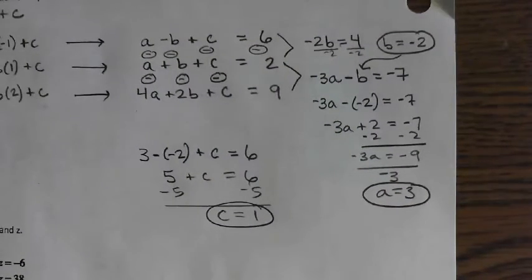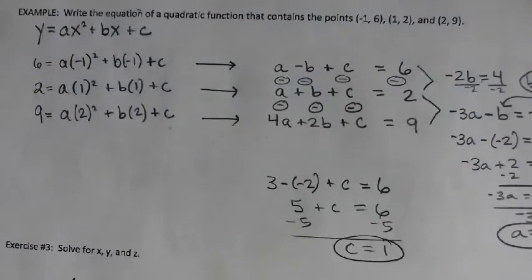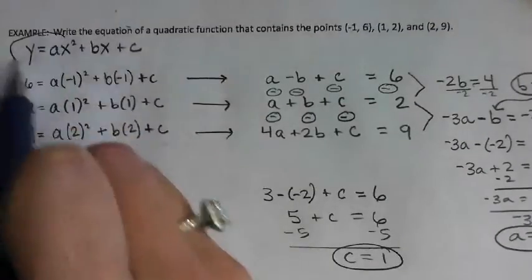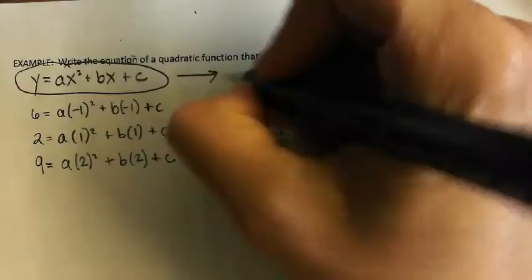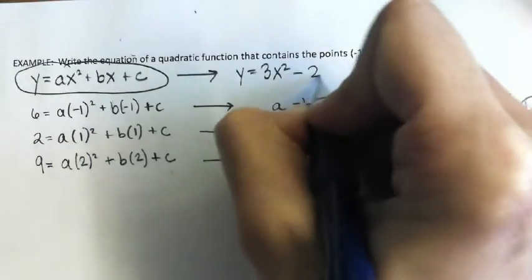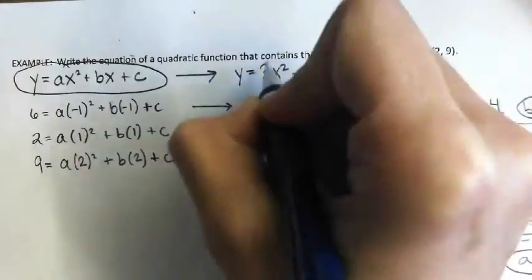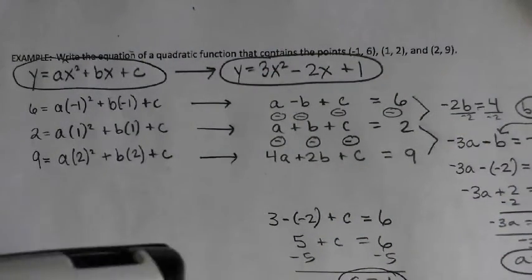Now remember, this question didn't start off as, hey, solve the system. It was a system question, essentially, but it didn't say solve the system. It said write the equation of the quadratic. So now that we know a, b, and c, we're going to replace a with 3, b with negative 2, c with 1. And that's your answer.